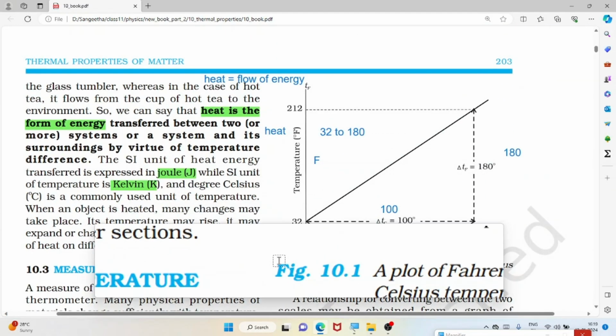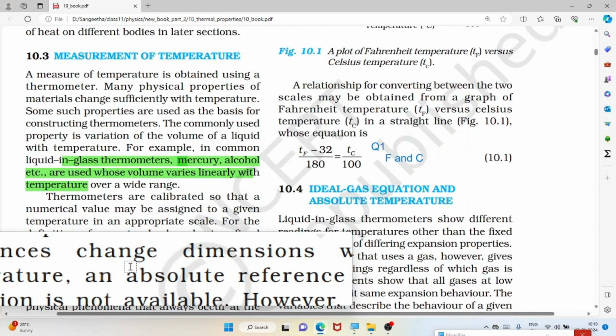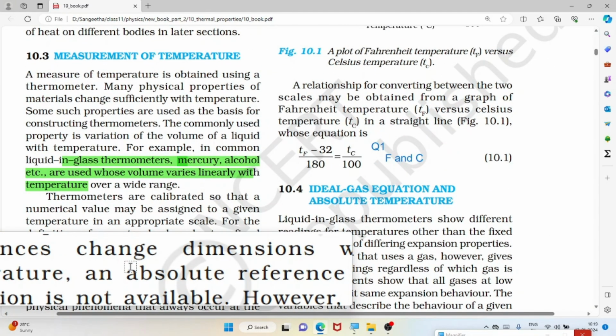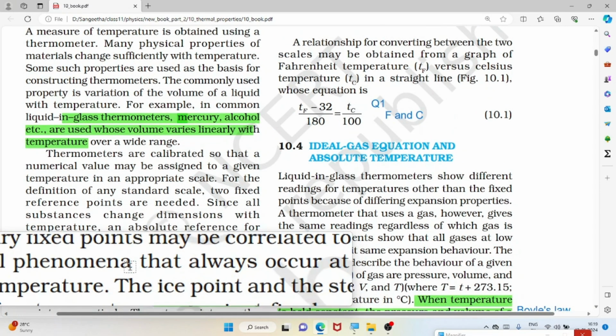What is heat? Heat is the form of energy transferred between two or more systems, or between a system and the surroundings. The unit is joules. Now, measurement of temperature: we use a thermometer which uses mercury, alcohol, etc., whose volume varies linearly with temperature.